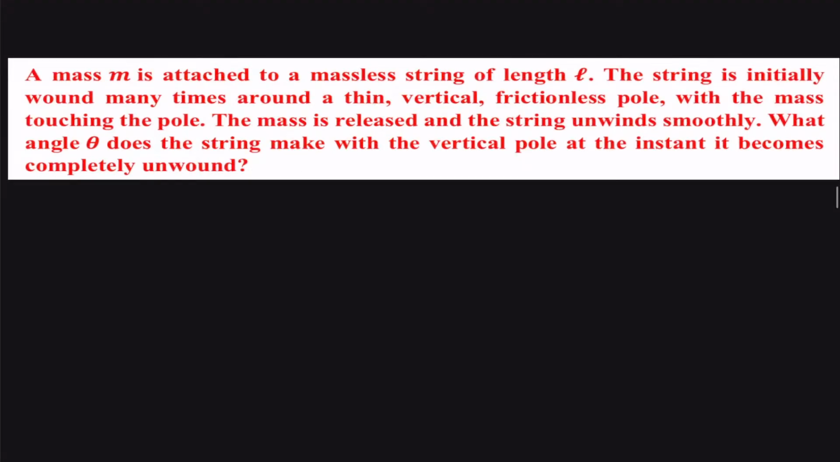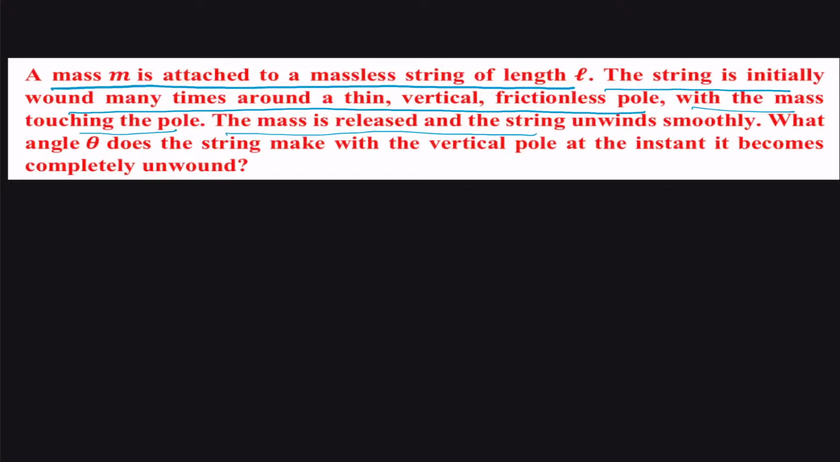So it states that a mass m is attached to a massless string of length L. The string is initially wound many times around a thin vertical frictionless pole with the mass touching the pole. The mass is released and the string unwinds smoothly. What angle does the string make with the vertical pole at the instant it becomes completely unwound?